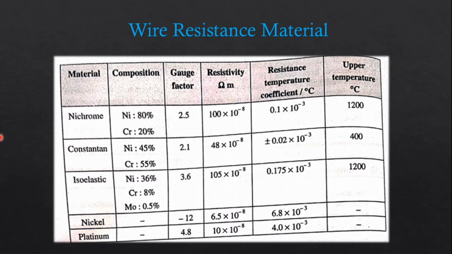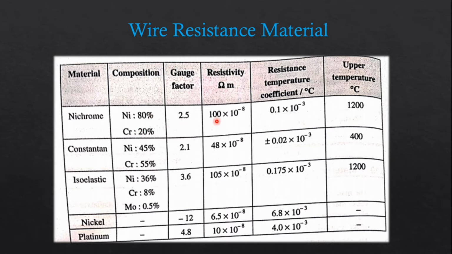A number of metals or alloys are used to make the resistance wire, and some of them are explained, or we can say derived, in this table. Over here, material: nichrome, so Ni 80% and Cr 20%, and over here we can see the gauge factor. Ni is nickel and Cr indicates chromium. The atomic number of nickel is 28 and the atomic number of chromium is 24. So we are mixing 80% nickel and 20% chromium. The gauge factor is going to be 2.5.